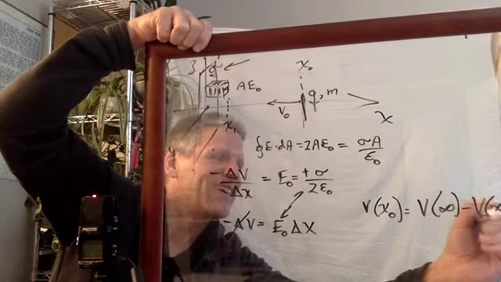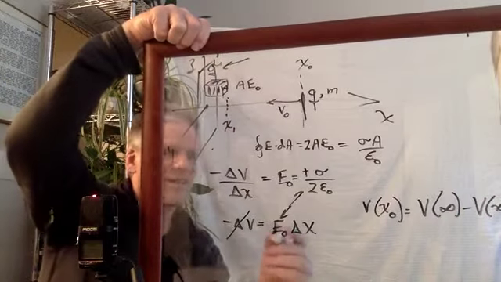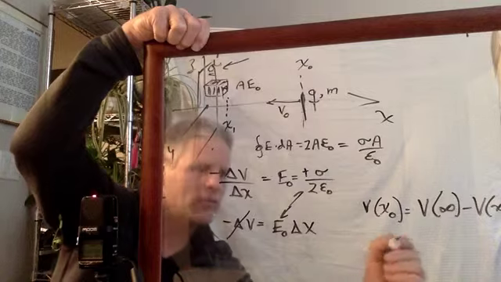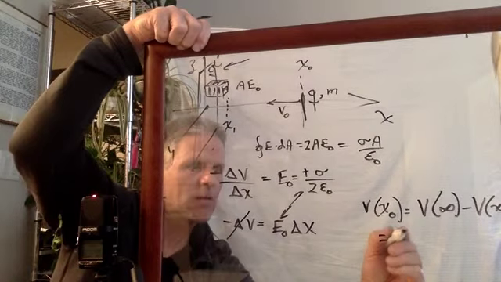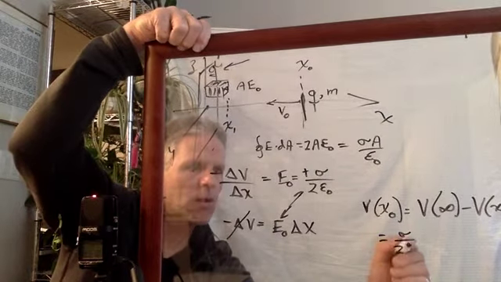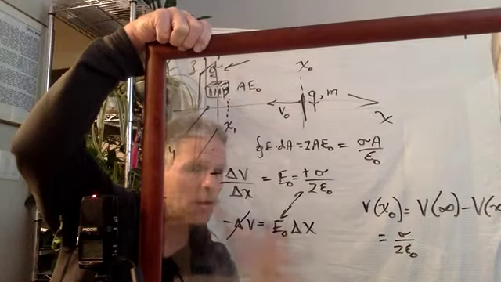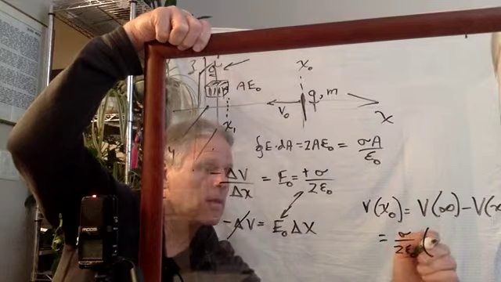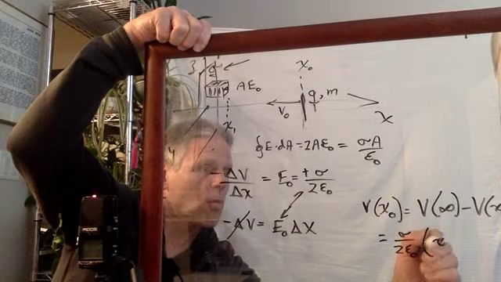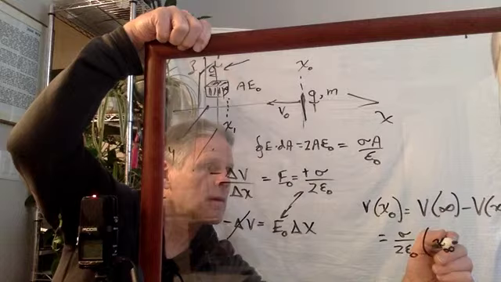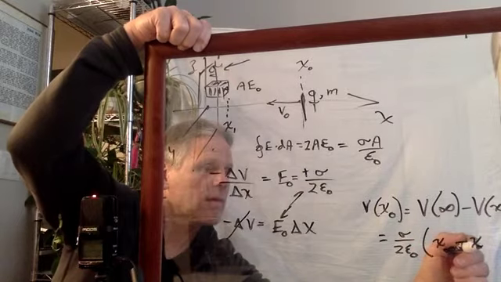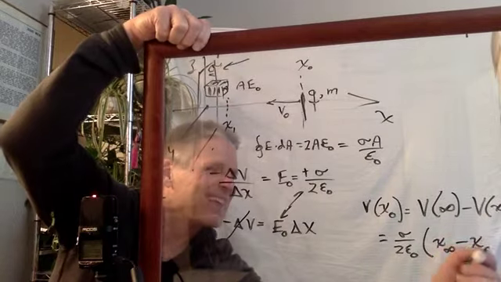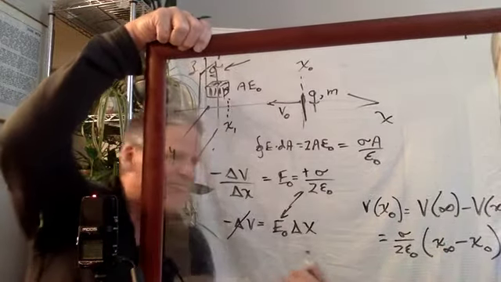x0. All right. And now, what is our expression? It's just this expression right here with this sigma over 2 epsilon 0 plugged in. So we just have sigma over 2 epsilon 0 and x infinity minus x0. Can you tell I'm doing this at the end of the day?